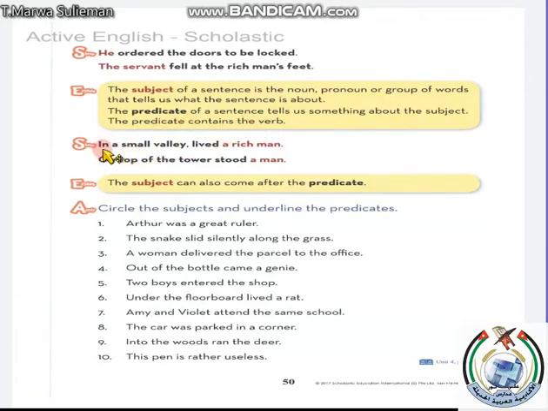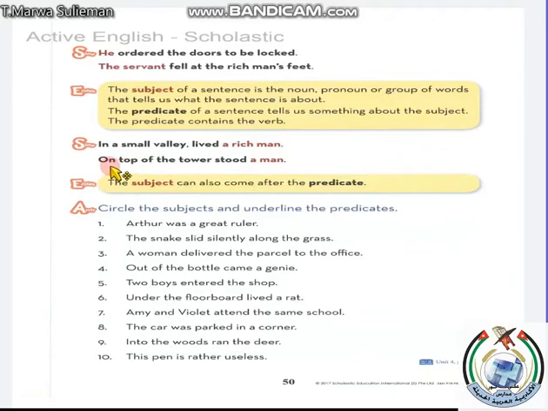Look here. In a small valley lived a rich man. Here, the subject comes after the predicate. The subject comes after the predicate. The rich man is the subject here. And lived in a small valley is the predicate.